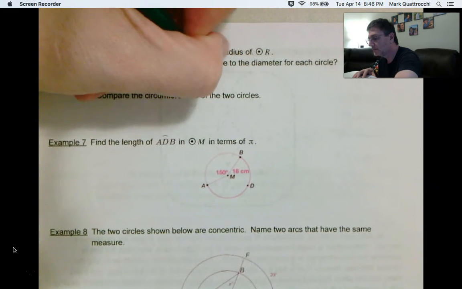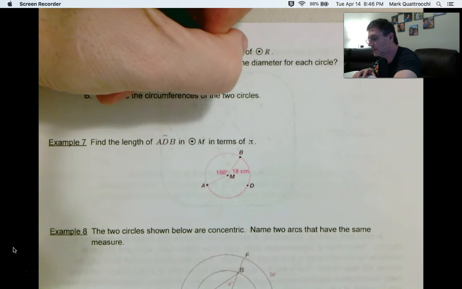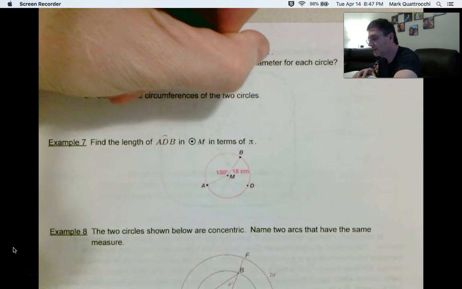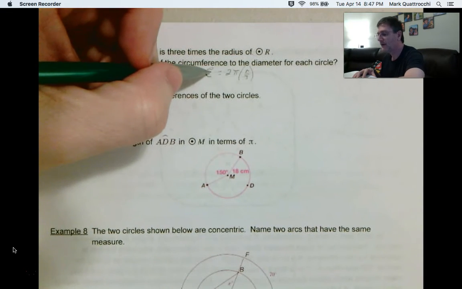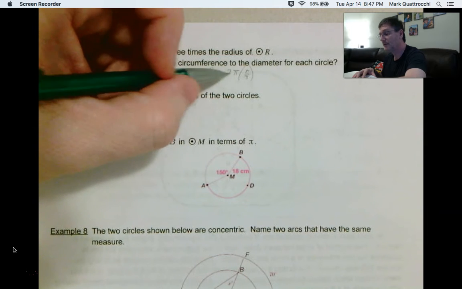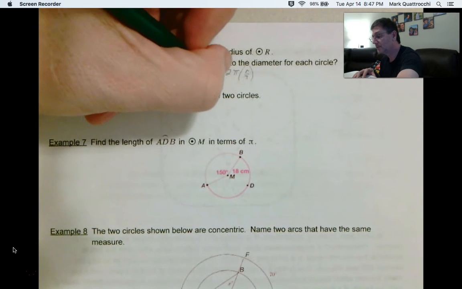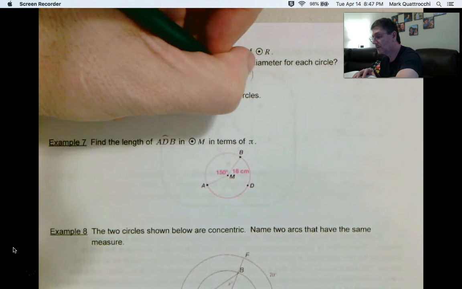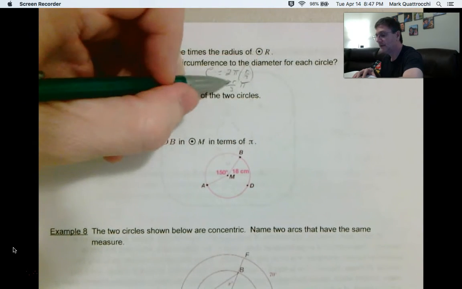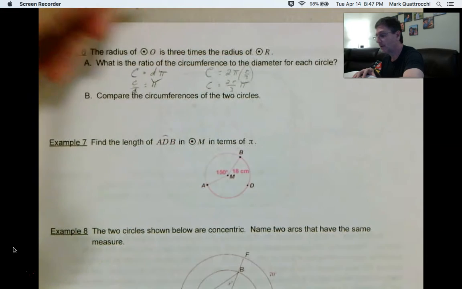So C is equal to 2 pi times R over 3. Okay? And I want to find what the ratio of the circumference to the diameter is. Well, the diameter of this circle, circumference equals 2r thirds times pi. This is our diameter, right?